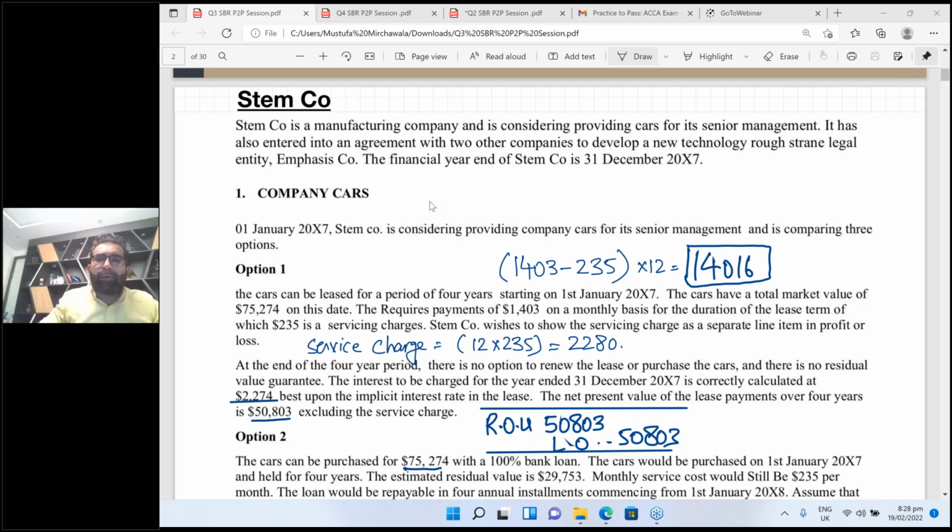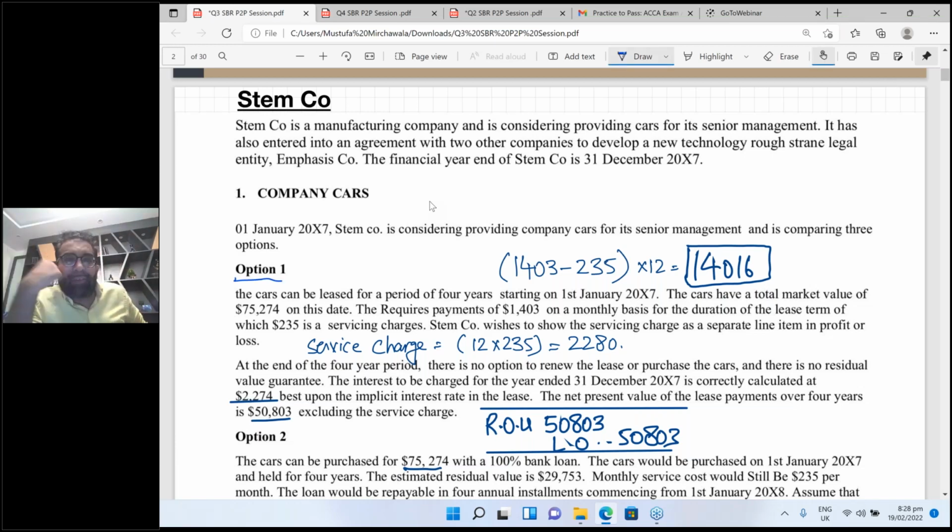Just keep a pen with you. I have also written something with pen, but right now I don't have a pen, so I will only refer to things. Now, on 1st January X7, STEM company is considering providing company cars for its senior management and is comparing three options. Option number one: the cars can be leased for a period of 4 years.